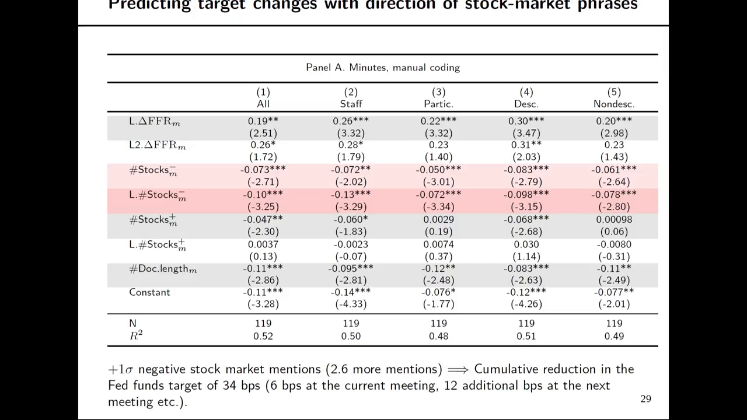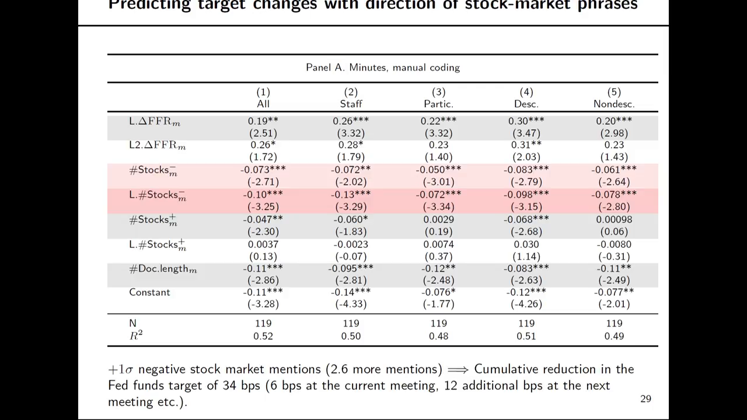So let's focus on the first column, which is all stock market mentions. The more interesting one is probably column three, where it's the stock market mentions by the decision makers. Let me just give you the terminology here. When it says number stocks M minus, that means the number of stock market mentions that are concerned about the market going down. The minus refers to them being concerned about it going down, whereas plus refers to them talking about the market going up. Now, if you look at column three, you can see that the stars are all on the minus variables.